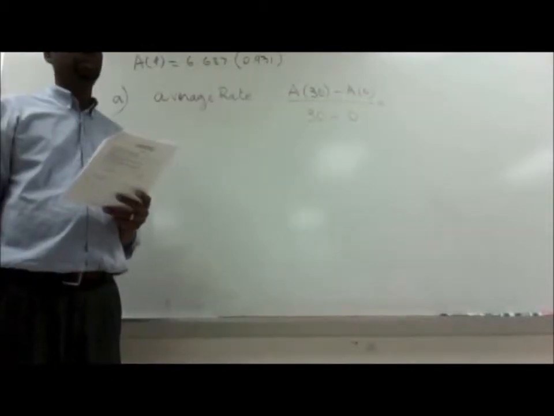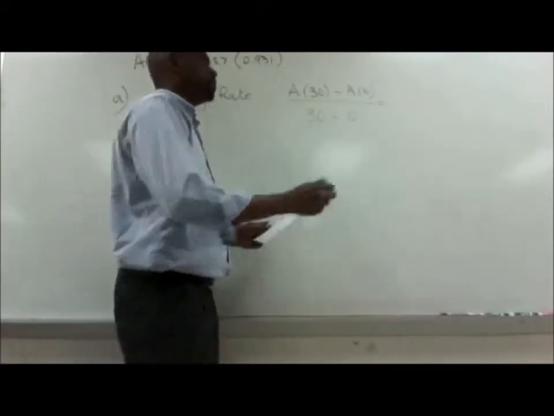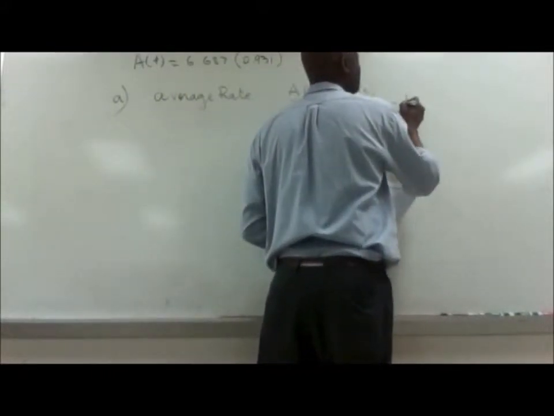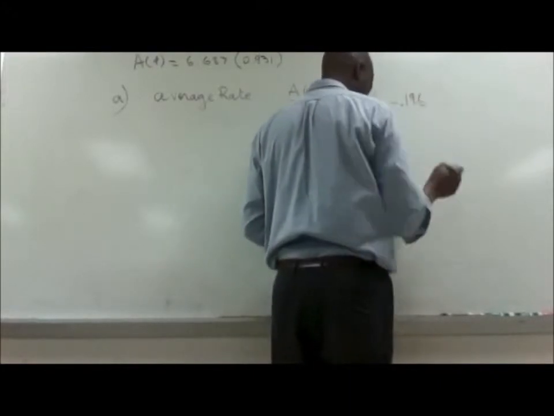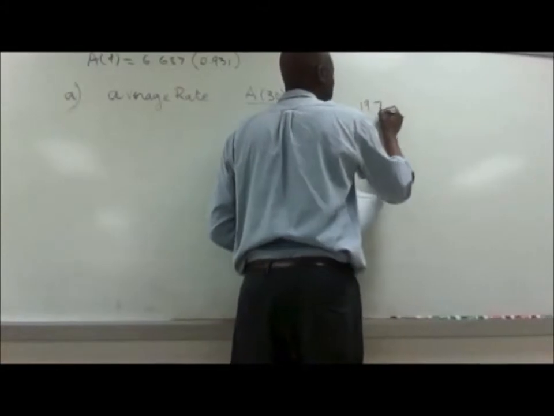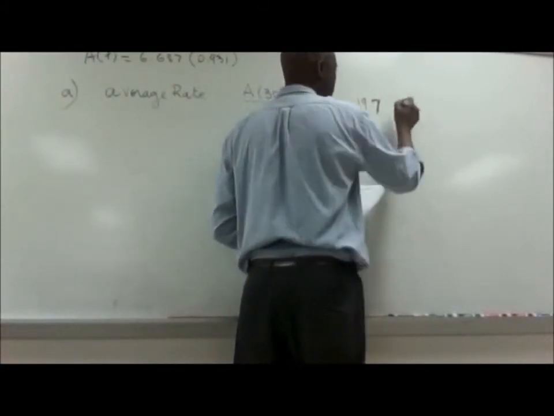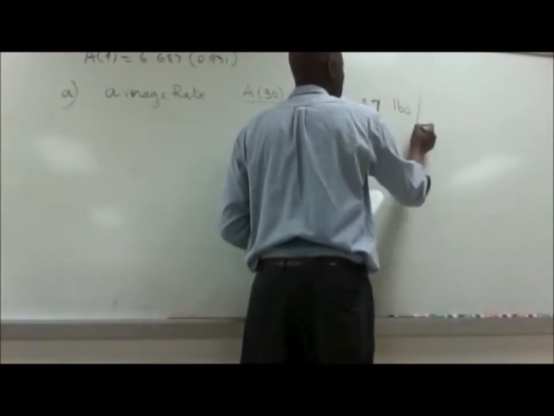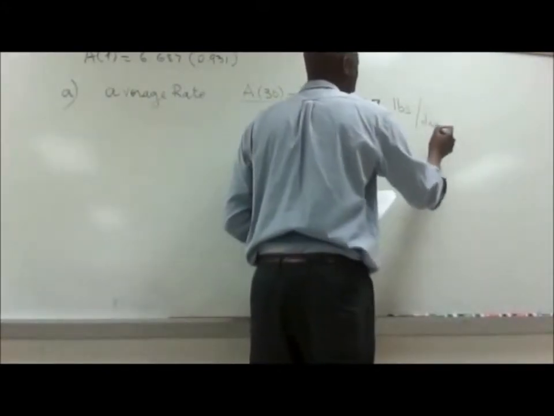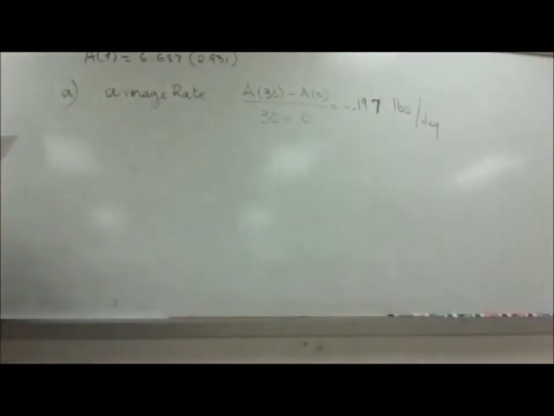Oh, my bad. Negative 0.19682. Negative 1.96 or 97. You always want to go to the third decimal. Okay? Pounds per day. Negative 1.97 pounds per day. All right?